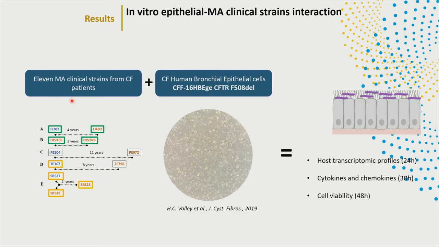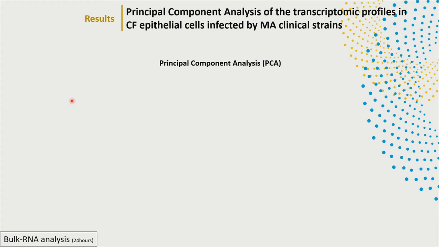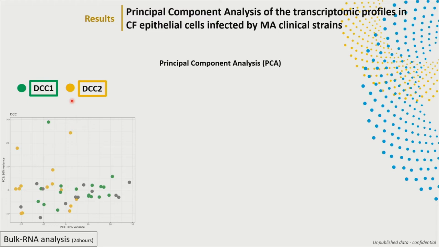So we start to look at the bulk RNA sequencing, and in particular we wanted to evaluate which is the bacterial feature that can account for the highest host transcriptomic variation. So to do this, we performed a principal component analysis in order to evaluate each bacterial feature in the same statistical model.